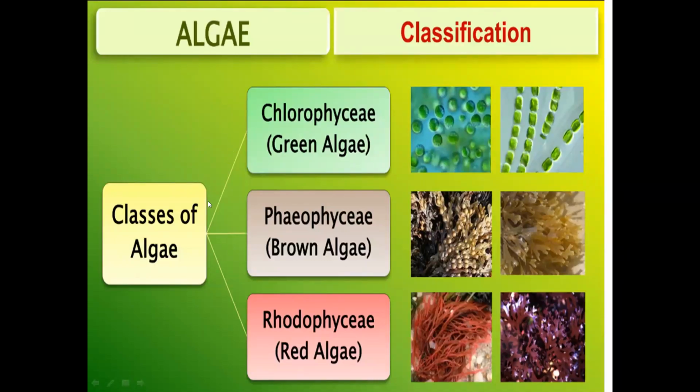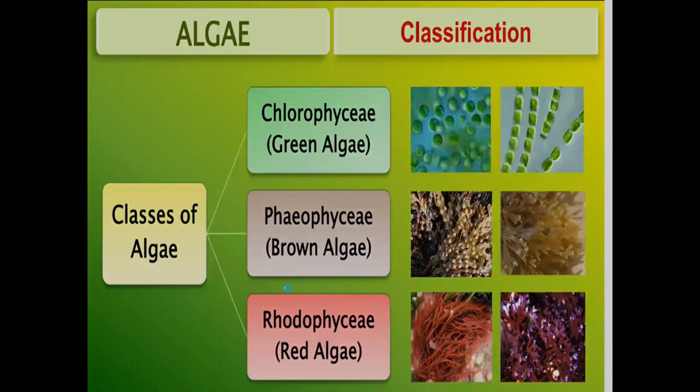So classes of algae, we had stopped. There are three classes: Chlorophyceae, green algae. Chloro means chlorophyll, and chlorophyll is green. That's why it is green algae. Phaeophyceae, brown algae, and Rhodophyceae, red algae. We'll have to study all these three separately, in detail, Chlorophyceae first, then Phaeophyceae and Rhodophyceae.